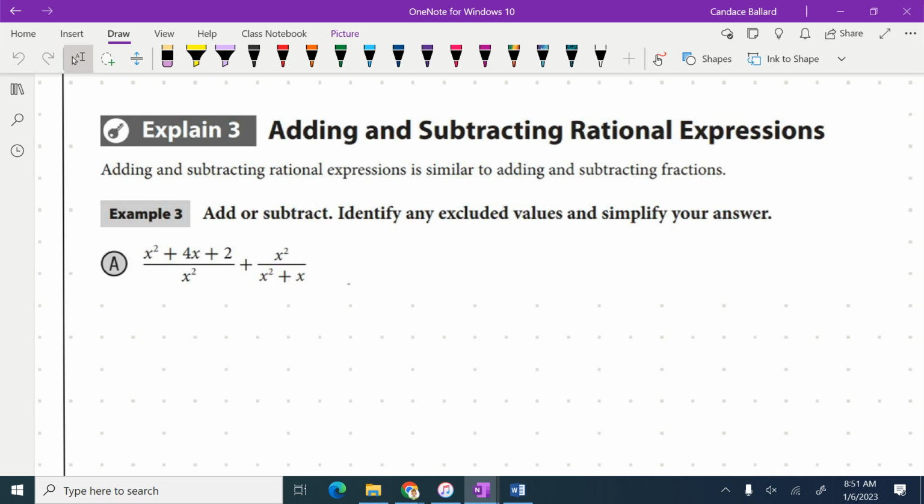Okay. So the instructions say add or subtract. We're not going to worry about excluded values. I'm going to deal with that next week. Okay. So we're just going to worry about getting it added and subtracted. Next week, we learn how to solve rationals. So then we'll deal with the excluded value piece. Okay. All right. So I want to factor each denominator is where I'm going to start. That's what our instructions told us yesterday.